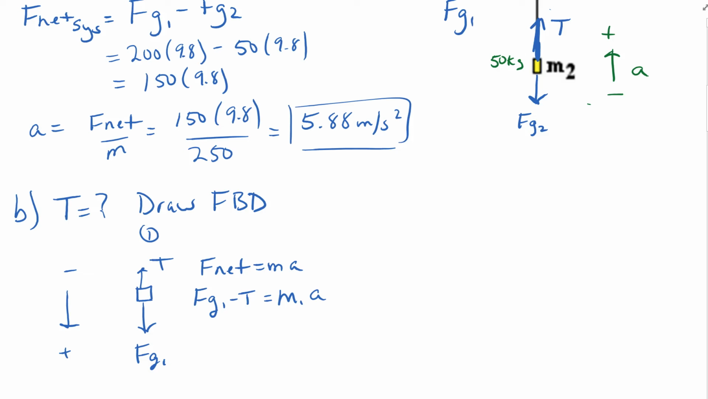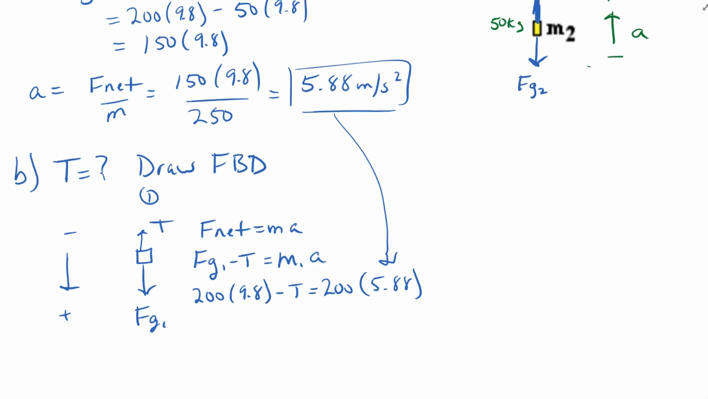So plugging in what we know, the mass of object number 1 was 200 kilograms. So this would be 200 times 9.8 minus the tension force is equal to 200 times 5.88. Now I think in this example, 5.88 was every single decimal. If this had been some decimals that kept on going, I'd use the memory feature in my calculator.